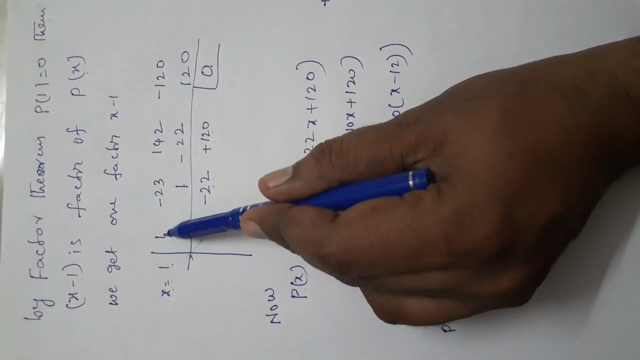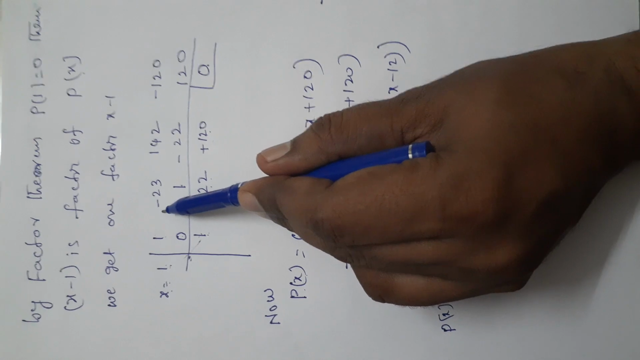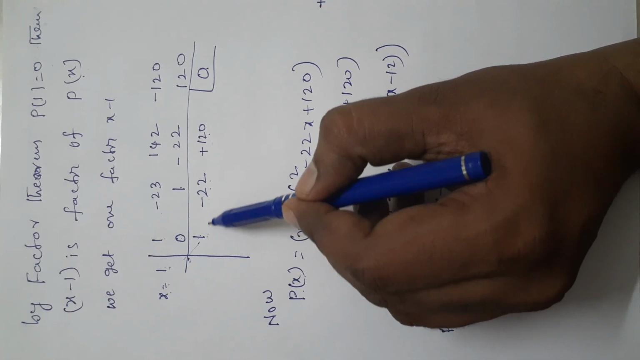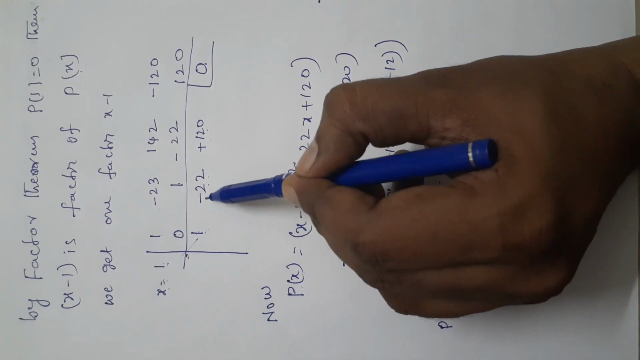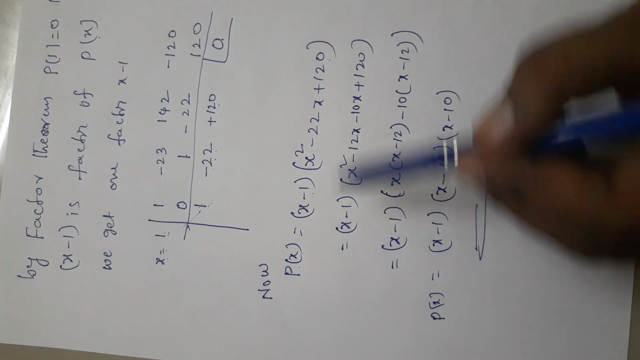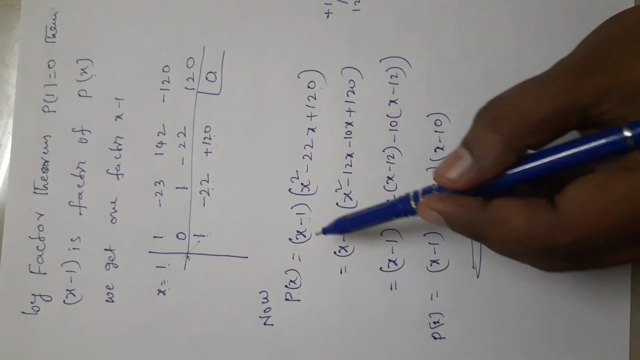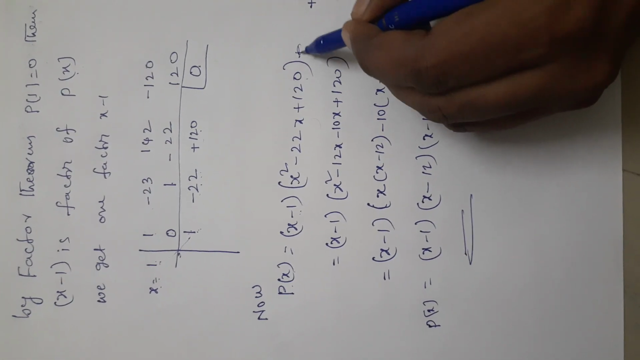When you divide a third degree polynomial by a first degree polynomial, automatically one degree will reduce. So we start with the second degree: 1x square minus 22x plus 120. This is x minus 1 into x square minus 22x plus 120, divisor into quotient plus remainder. The remainder is always 0 here, so no need to write it.